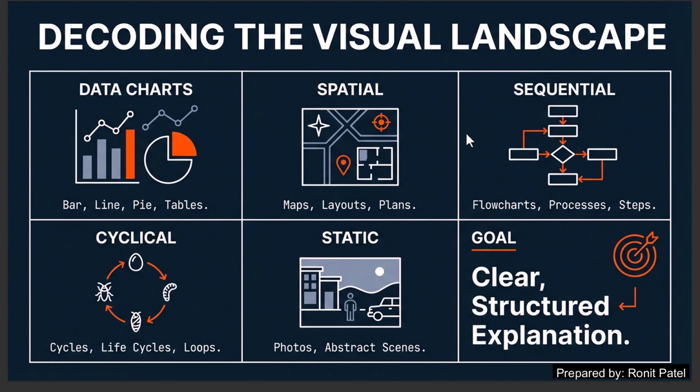Third is sequential diagrams that includes linear flow process charts, circular flow process charts, cycles. Then cyclical diagrams, life cycles, loops. Fifth is static visuals, photos or abstract scenes. Your goal is not deep explanation, your goal is clear structured description. Once you identify the image type, half the task is already solved.